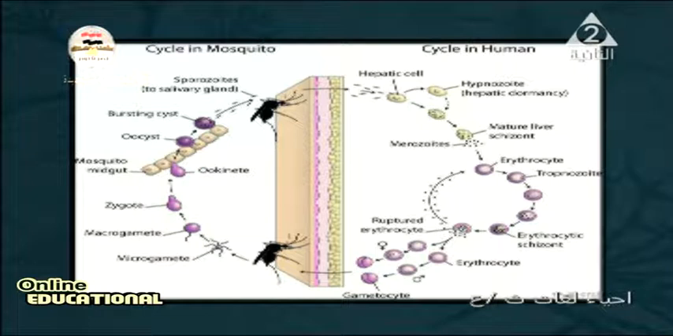This process occurs when the mosquito bites your skin. The sporozoites move with the blood until they reach the liver. Inside the liver they undergo this asexual reproduction.